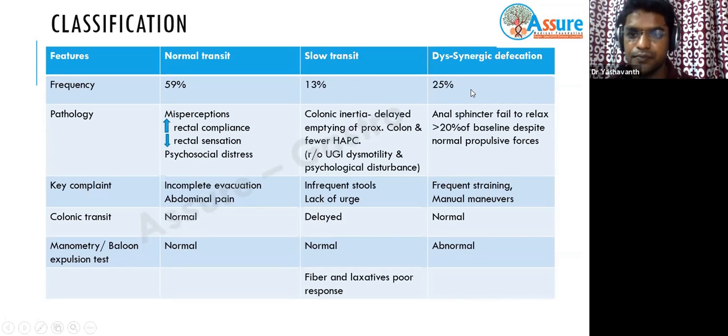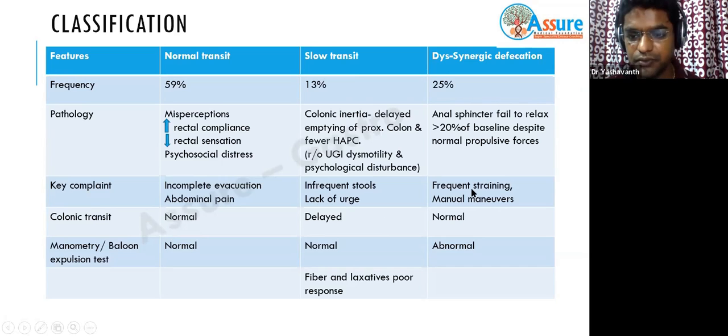In dyssynergia or dyssynchronous defecation, the word suggests, someone asked in the group yesterday, there is no synchrony. That's what dyssynergia is. When the anal sphincter fails to relax more than 20% of the baseline despite normal propulsive forces, then you call it dyssynergia. You can remember it as whenever it is anatomically normal and with a normal transit, but still stool is not able to pass, then it is dyssynergia.